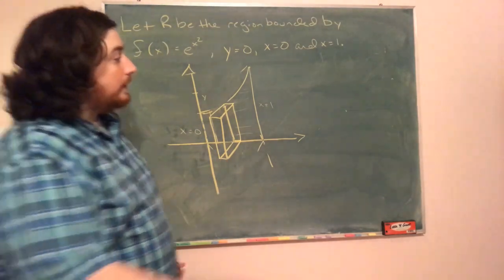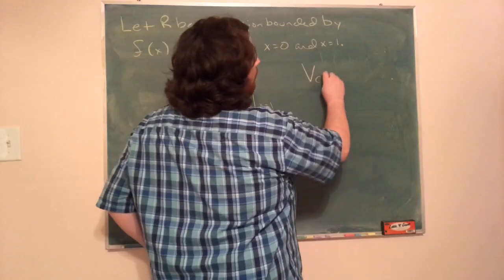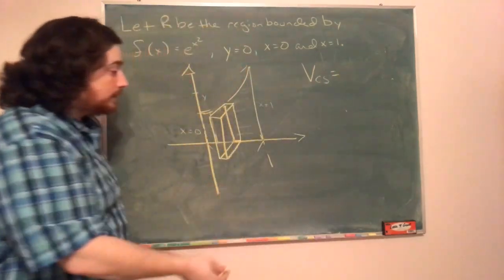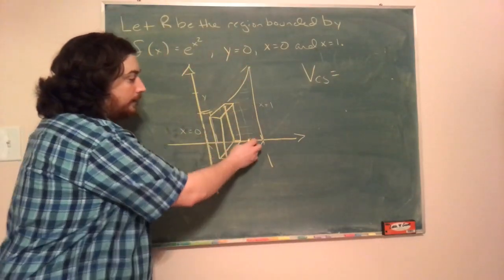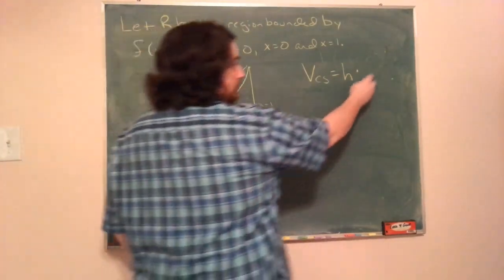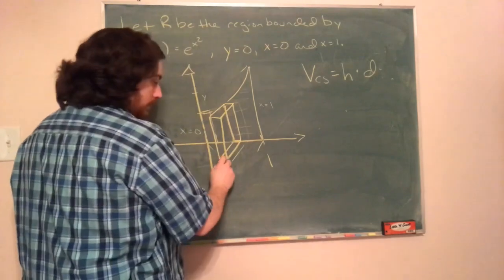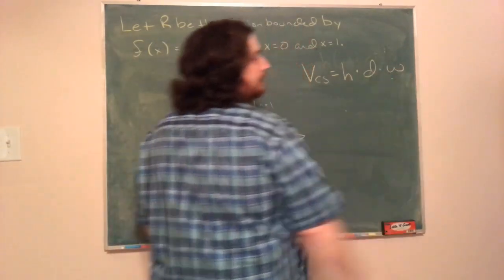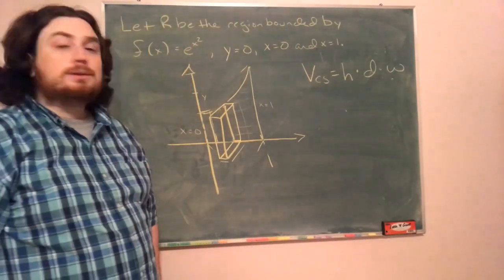Therefore, in order to find the volume of the cross-section, since it's a rectangular solid, it's going to be the height times the depth times the width. And so now we need to find each of those.